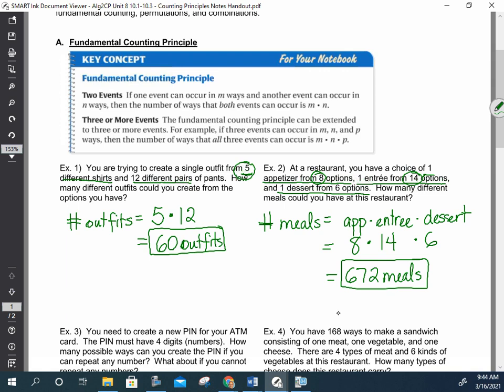Any questions, examples 1 and 2? Again, basic counting is taking the number of options you have and simply multiplying.